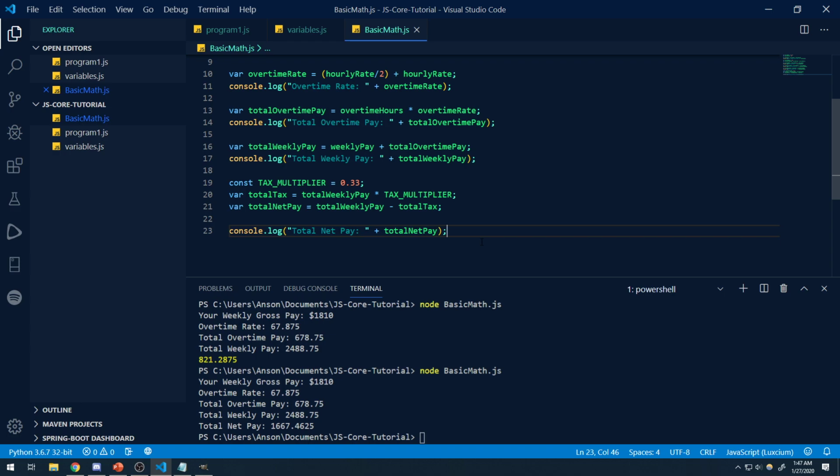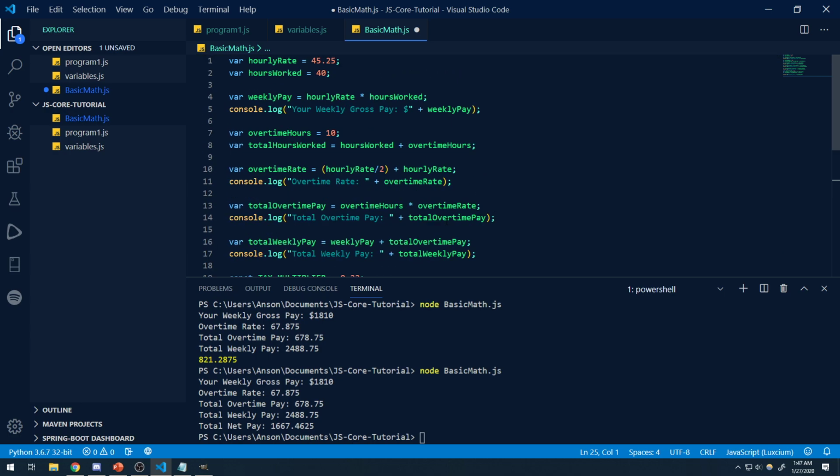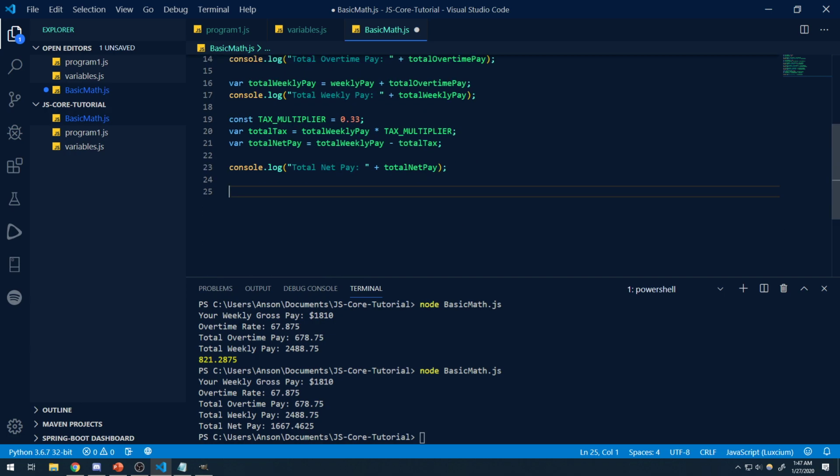In a month, that's going to be about 6,000, I think, or roughly around 6,400, somewhere around there. It's a lot of money. Okay, cool. I think that pretty much covers all of the basic 4 arithmetic operators.